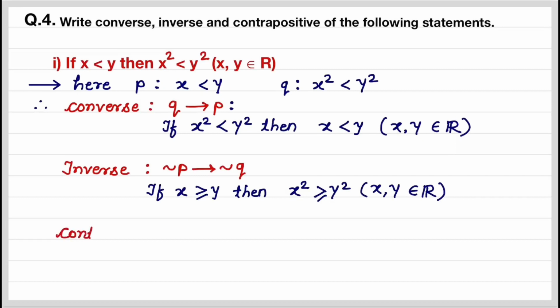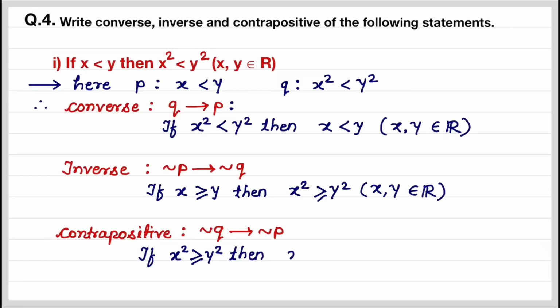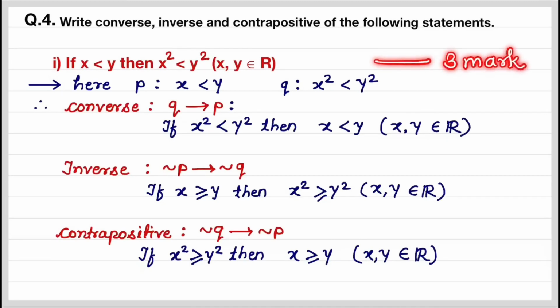Now contrapositive. We know contrapositive is negation of Q implies negation of P. We already have negation of P and negation of Q. Just write in the form of implication. If x square is greater than or equal to y square, then x is greater than or equal to y, for x and y belonging to R. This question carries 3 marks. Converse 1 mark, inverse 1 mark and contrapositive 1 mark.